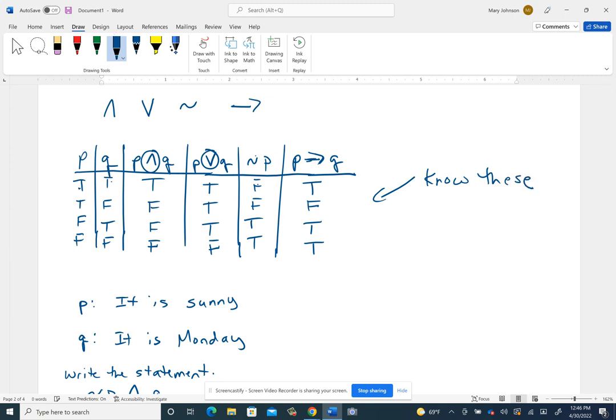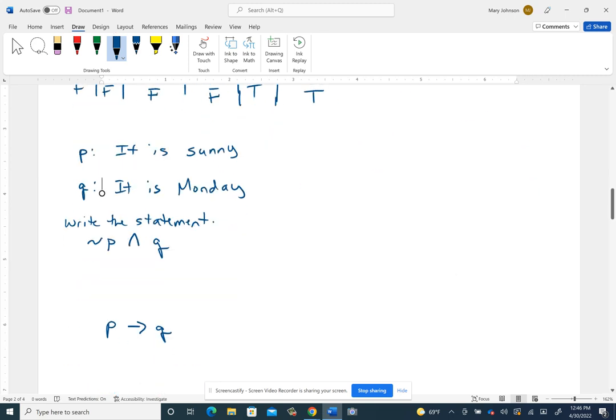Okay. Then you're going to use it in a variety of ways. So the objective that says convert a compound statement into symbols and vice versa, I'm doing the reverse of that. What if I had the compound statement, not P and Q? If P was it is sunny, not P would be it is not sunny.